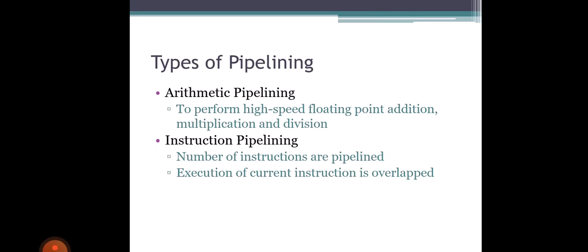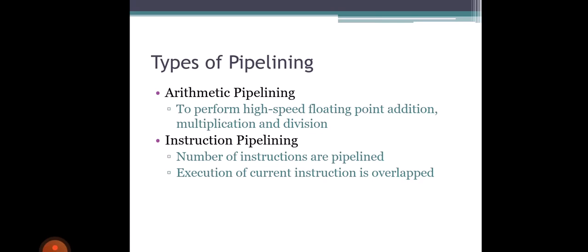Types of pipelining. There are 2 major types of pipelining. One is arithmetic pipelining, another is instruction pipelining. Arithmetic pipelining is designed to perform high-speed floating point addition, multiplication, and division. Here, multiple arithmetic logic units are built into the system to perform parallel arithmetic computation in various data formats. Examples of arithmetic pipelining processors are Star 100, TI ASC, Cray 1, and Cyber 205.